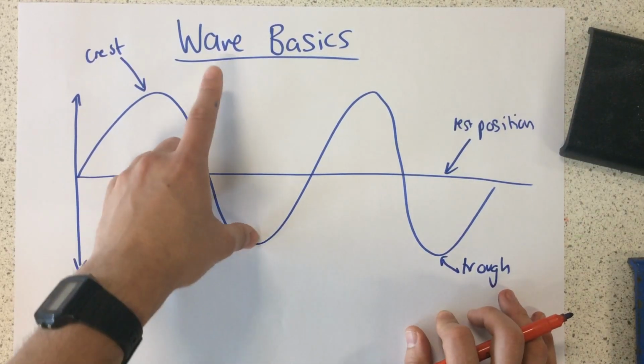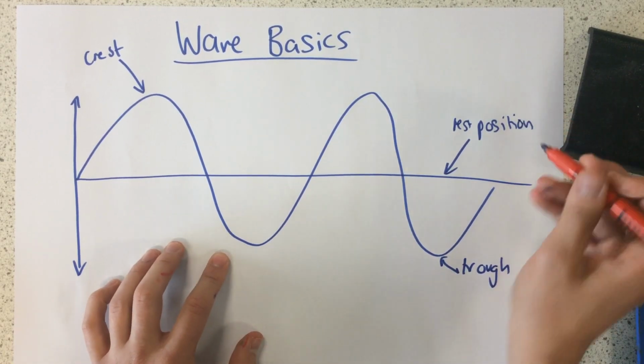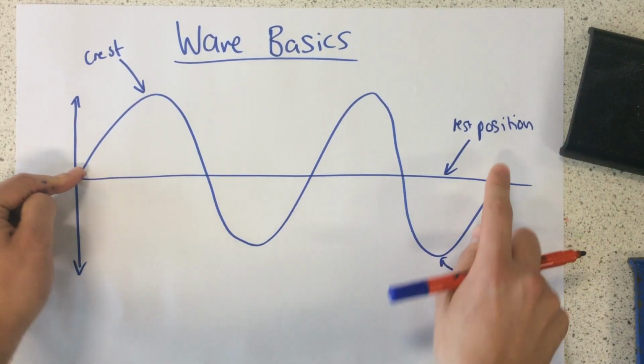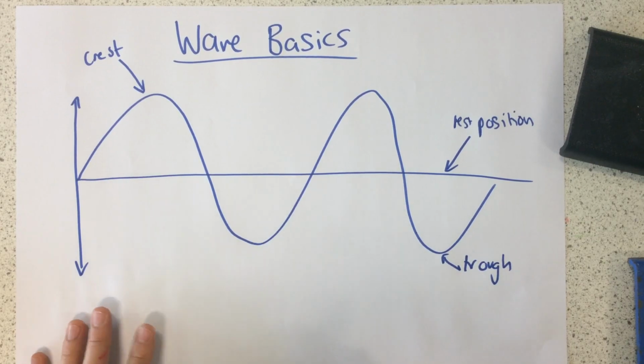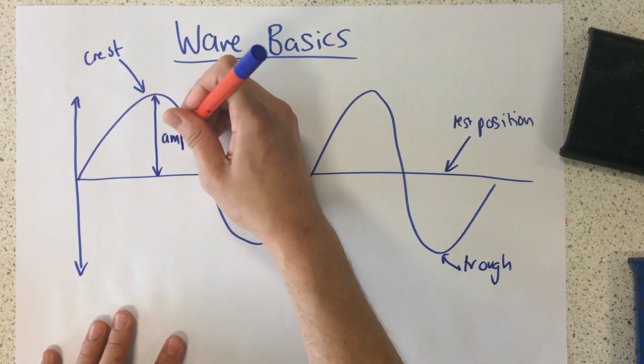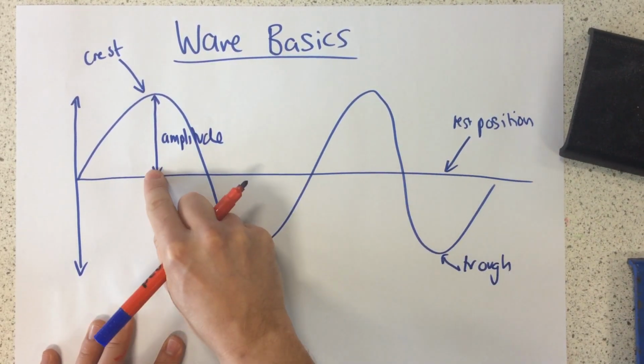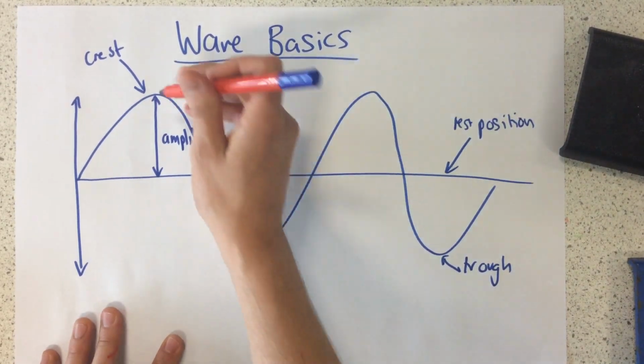So like I said previously, a wave is how we transfer energy. In this case, energy is being transferred from here to here. So some other key features. Now this here is called the amplitude. So the amplitude is the displacement from the rest position to the crest.